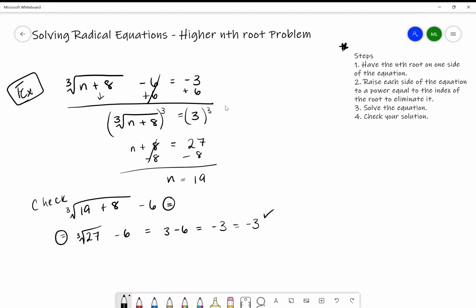I hope this example helped you to see how it works with higher nth roots. It's the same thing we're doing with square roots, now with a higher nth root power. The steps are the same.